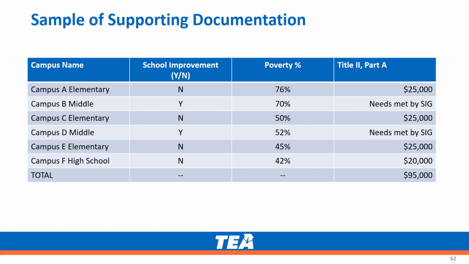In addition to that statement, here's a table that may be provided as a supporting documentation stating how their needs are being met. As you can see, we have the identification of school improvement, poverty percentage, and as well as the distribution of funds of Title II Part A funds per campus.